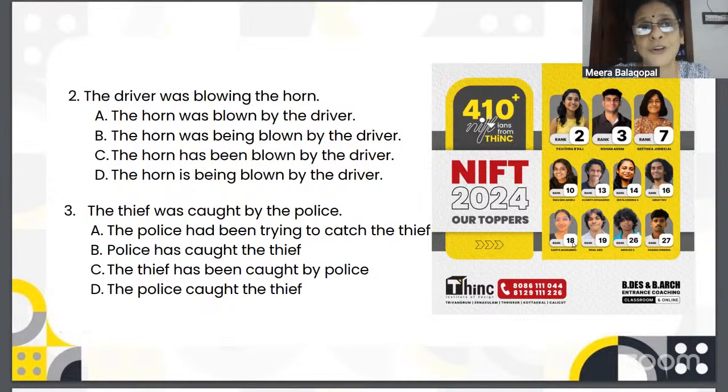The thief was caught by the police. So here, actually police catch the thief. So it is passive voice. Now can you change it into active voice? So how will you change it into active voice? The answer will be the police caught the thief. That is, was caught by the police. So by the police becomes the subject. So the police caught the thief.